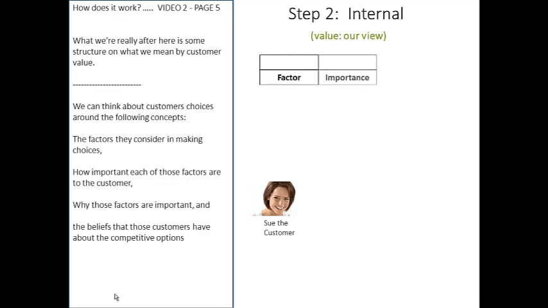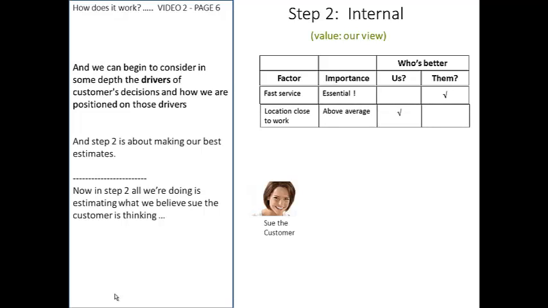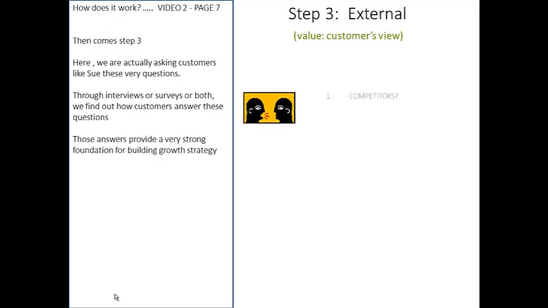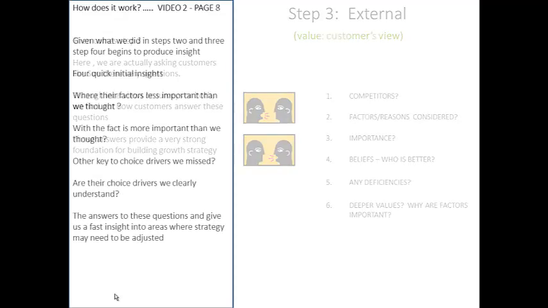So we can think about these customer choices around these factors and importances, and we can begin to consider and sum up the drivers of customers' decisions and how we are positioned on those drivers. So in step 2, we're making our best estimates about this stuff. Then comes step 3. Here, we're actually asking customers like Sue these very questions. Through interviews or surveys or both, we find out how customers answer and think about value. These answers provide a very strong foundation for building growth strategy.